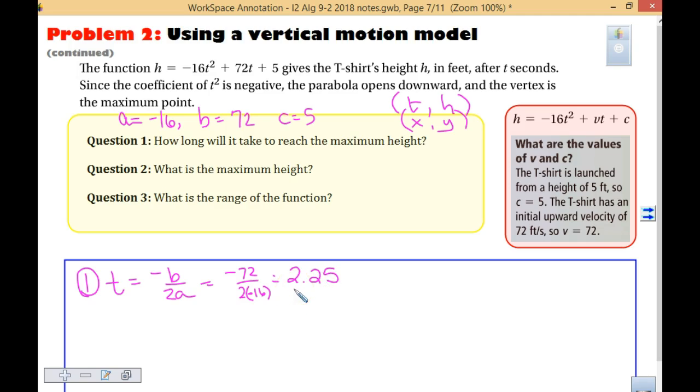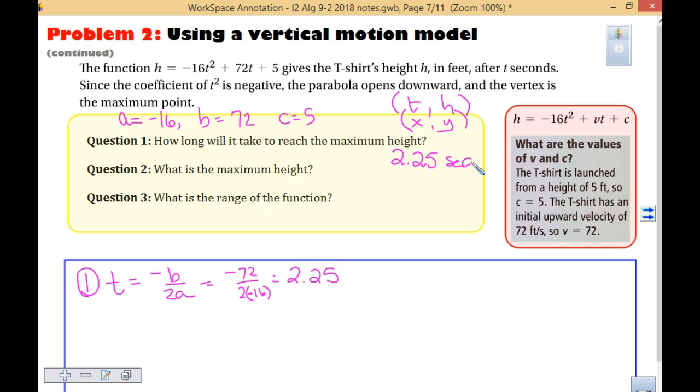So can we answer the question, how long does it take to reach its maximum height? Right now we can answer that question. It is 2, what were we talking about? Our time was in what variable? Seconds. So we're going to say 2.25 seconds, right? If we're looking at that.